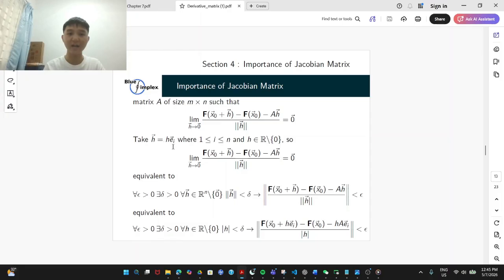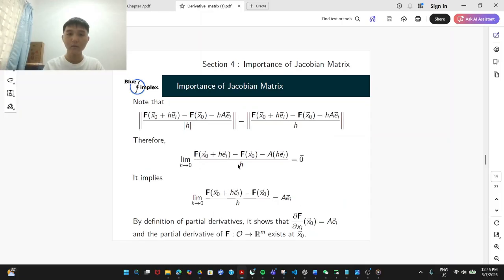So we take the vector h equal to the scalar h times a unit vector. This unit vector is from dimension n, and the scalar h is a real value excluding 0. So this limit is equal to the 0 vector. By using the definition of limit, we can imply this one. Also note that I substitute the vector h equal to the scalar h times the unit vector. The norm of the unit vector is equal to 1, and then we get the absolute value of h. And then I also get this one.